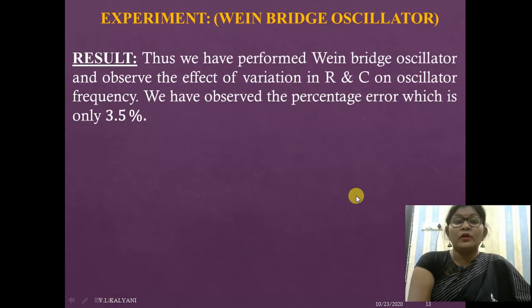So these are your perfect output results after performing the live experiment of the Wien bridge oscillator, and compare the result with the theoretical frequency. So here the results are: thus, we have performed the Wien bridge oscillator and observed the effect of variation in R and C on oscillator frequency, and we have observed the percentage error which is only 3.5%. So this is your complete experiment of the Wien bridge oscillator.